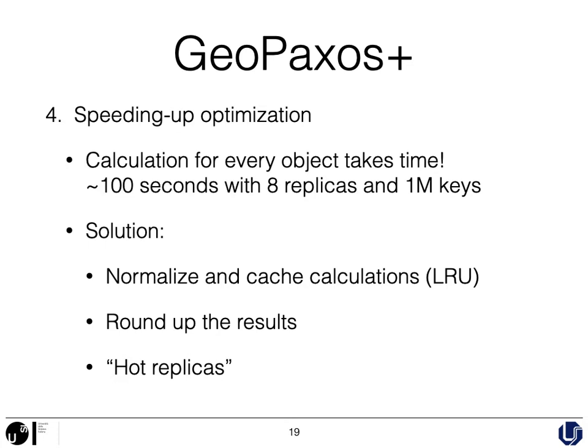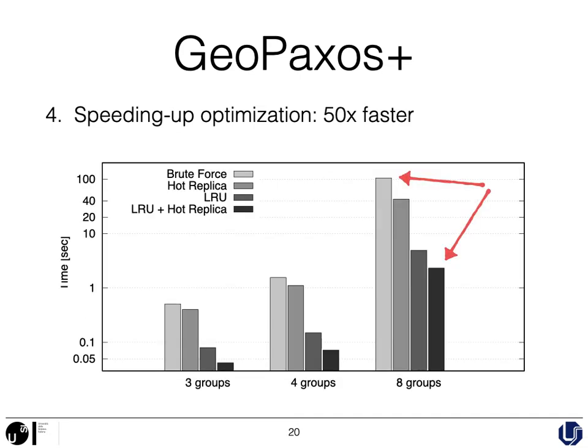This means that if a replica is not accessed, that is, clients close to a replica do not access an object very often, this replica is excluded from the calculation. By combining these 3 approaches, we managed to speed up the optimization process 50 times. So we went from 100 seconds to only 2 seconds for the same scenario with 8 groups and 1 million keys.